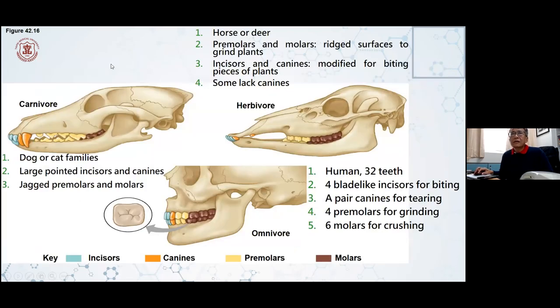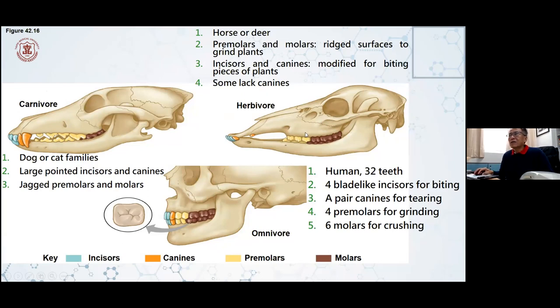And we can see that in different types of animals, the structure of the teeth is different. This is the carnivores, like the dog and cat families. They have large canines, and large pointed incisors and canines, and the premolar and molar structure here. So the carnivores have this type of teeth in the mouth.